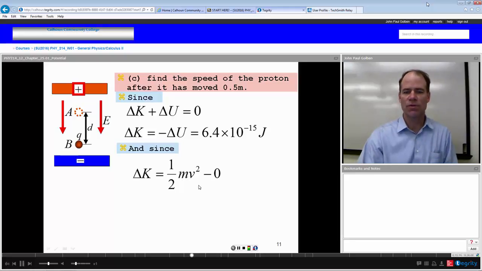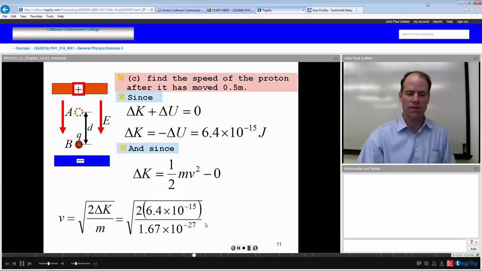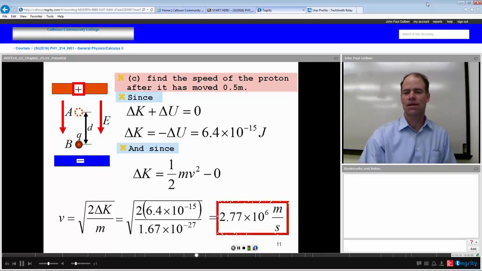We can rearrange this to find our final speed. Multiply both sides by 2, divide by the mass, take the square root, and our final speed is the square root of 2 times the change in kinetic energy divided by the mass. 2 times 6.4 times 10 to the minus 15 joules over the mass of a proton, 1.67 times 10 to the minus 27 kilograms, square root, will give us a speed of 2.77 times 10 to the 6 meters per second.